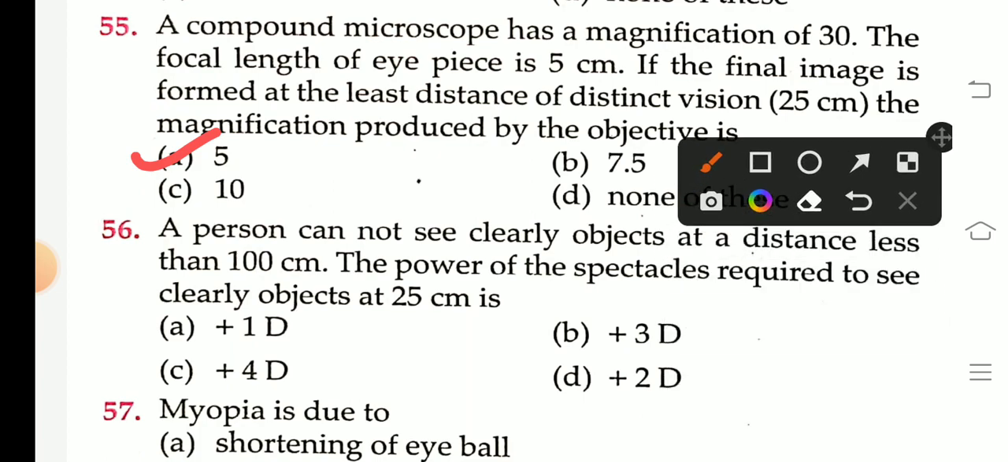Next, a person cannot see clearly objects at a distance less than 100 centimeter. The power of the spectacles required to see clearly objects at 25 centimeter is... right answer will be option B, plus 3D.